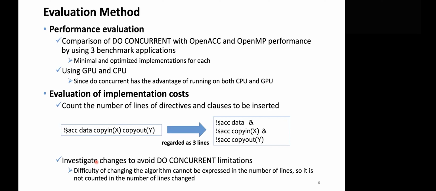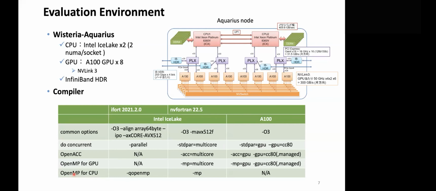This is because changing the algorithm to avoid atomics, for example, is more difficult than changing the number of lines. For the evaluation, we used A100 GPUs on the Wisteria Aquarius node. Intra-node GPUs are connected by NVLink 3, and inter-node GPUs are connected by InfiniBand HDR.